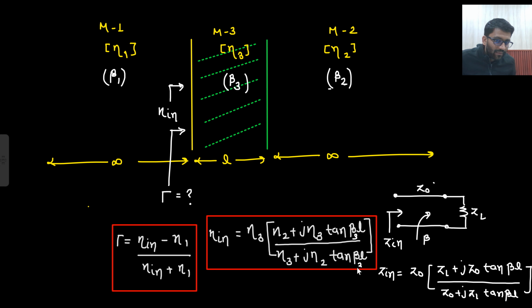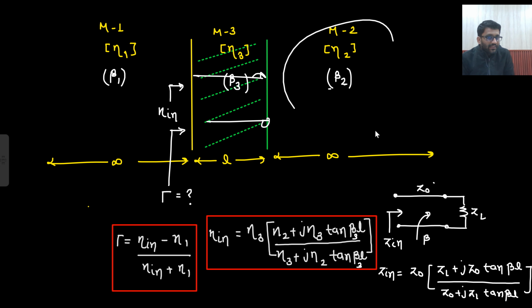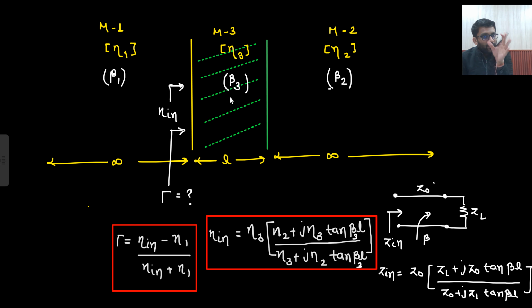Here beta 3 will come. People will remember the formula neta 2 plus j neta 3 tan beta L upon neta 3 plus j neta 2 tan beta L. This is not very tough to remember because you can relate it with the transmission line. But the thing is, which beta will come here? The beta of this particular medium will come, because this is working as your transmission line and this is working as your load. So neta 2 is working as a load, and neta 3, the new medium that is having a length of L, is working as a Z naught. Neta 3 is working as a Z naught and neta 2 is working as a load.